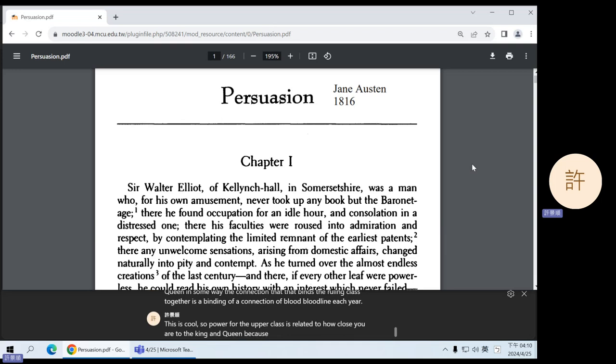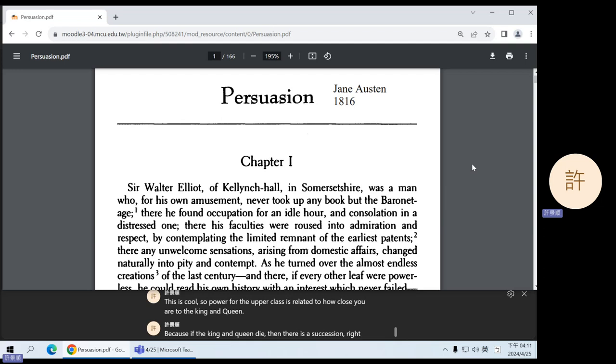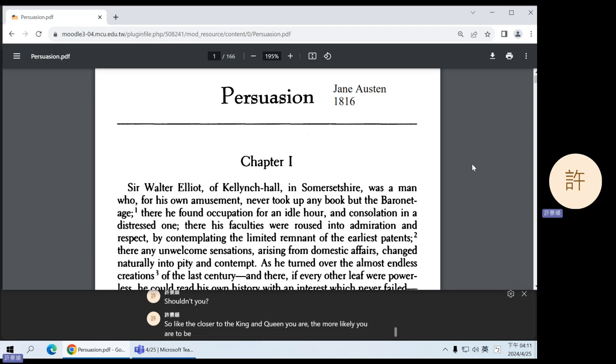Because if the king and queen die, then there is a succession, right? The order of succession to the throne. So like the closer to the king and queen you are, the more likely you are to become king or queen. And it's true, if you are like 3 steps away, it's not very likely. If you're 10 steps away, it's probably not going to happen. But the logic of this upper class society is the closer you are to the king and queen, the more power you have, the higher status you have in society.